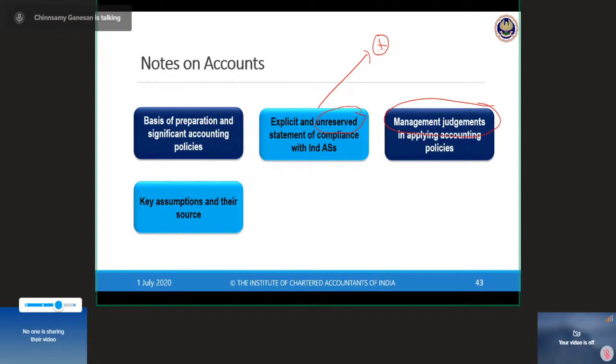And again, management makes certain assumptions. For example, when management makes a provision for gratuity, it makes an assumption that the attrition rate is 7% and the salary increment will be 10%. From where have you got that? What is the source for that assumption? Whether that is acceptable to the preparation of the financial statement. So the key assumptions and the source which has been taken by the management should also be discussed as part of the notes.